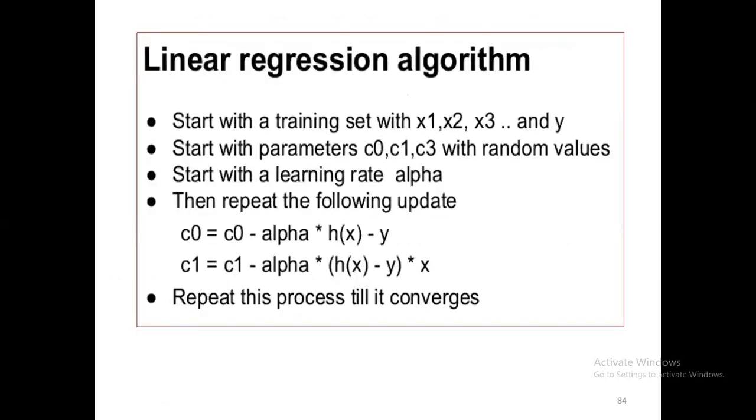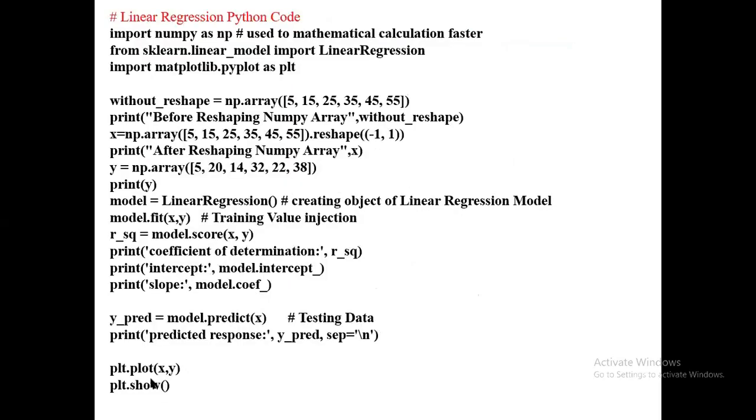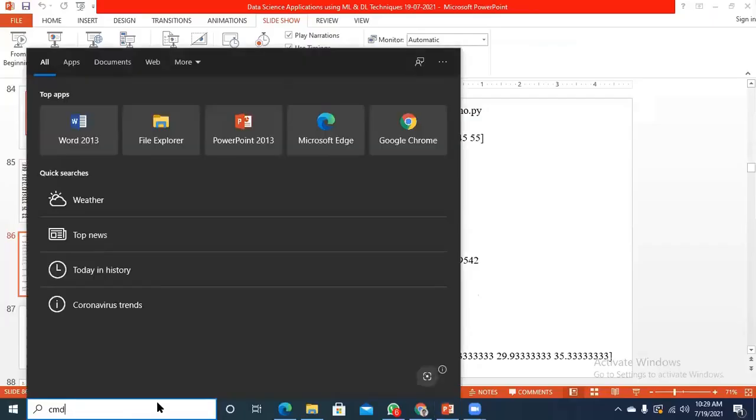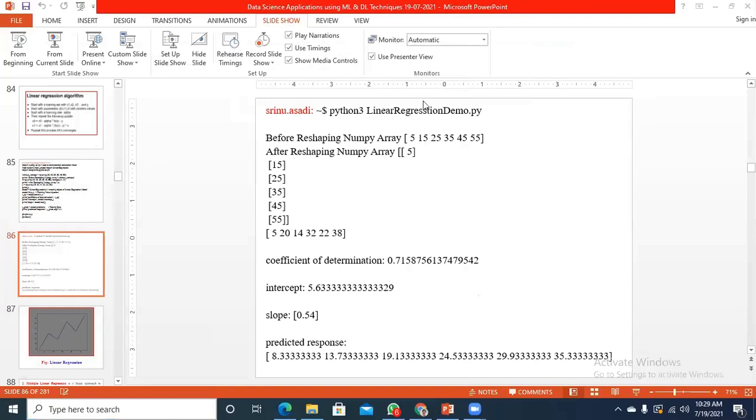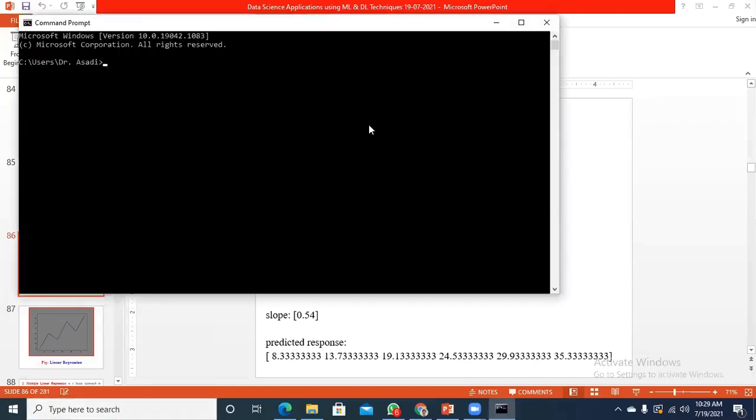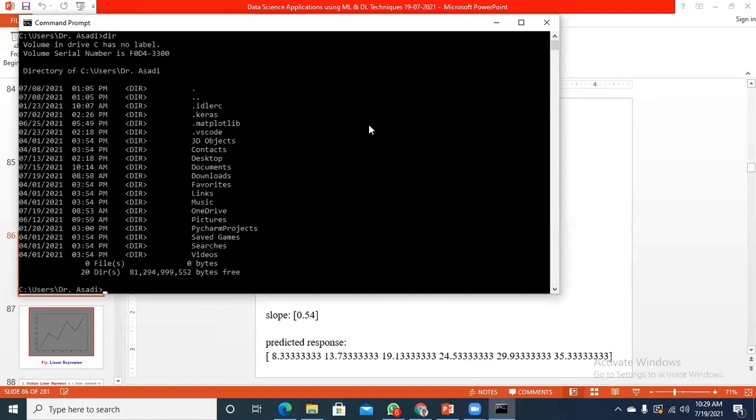Now I am going to show you practicals: linear regression, non-linear regression, and logistic regression. Please see my screen. My screen is visible, sir. Please check now, all of you. Yes, sir. My screen is visible. Yes, sir. Okay. So now I am going to execute.